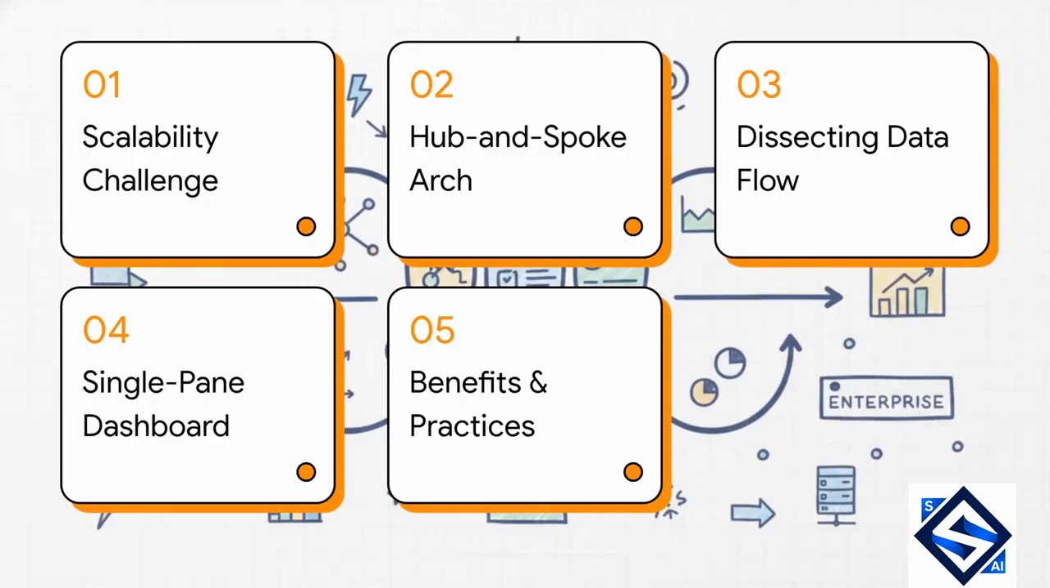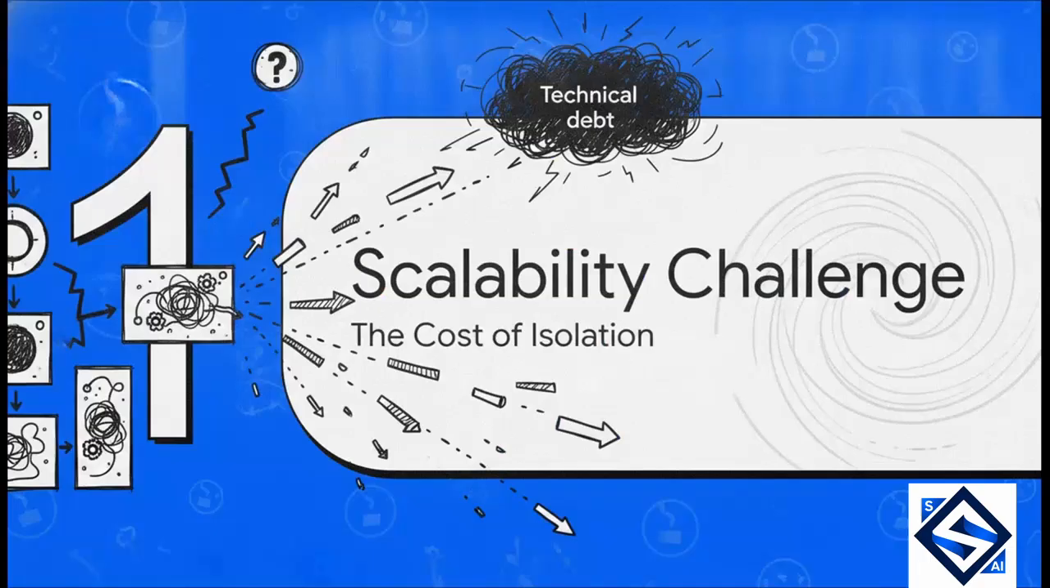Okay, so here's our roadmap for today. We're going to start with the scalability challenge, introduce the hub and spoke architecture, dissect the data flow, check out the single pane dashboard, and then wrap up with some essential benefits and best practices. Let's get into it.